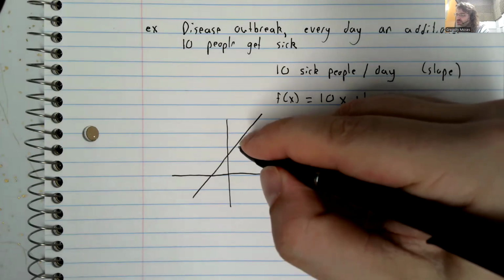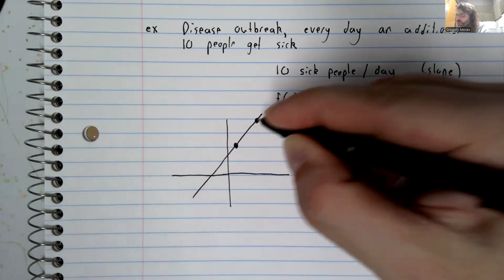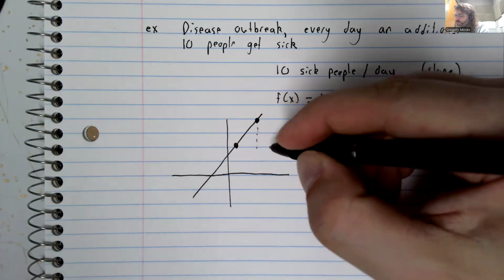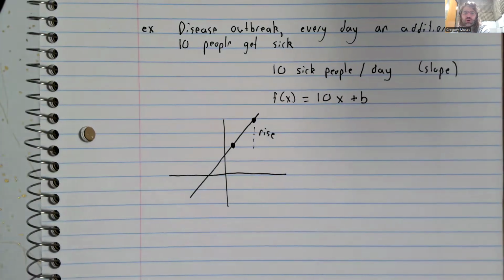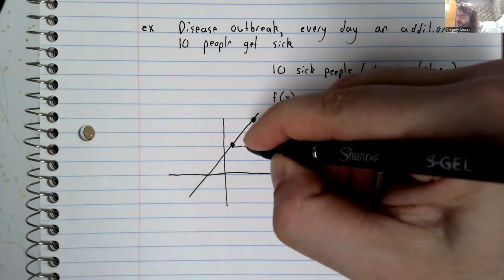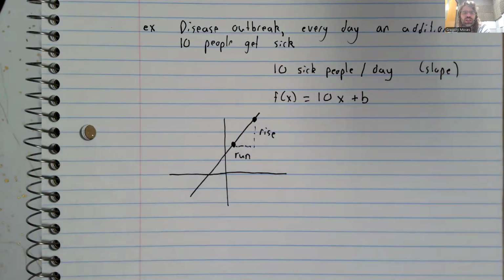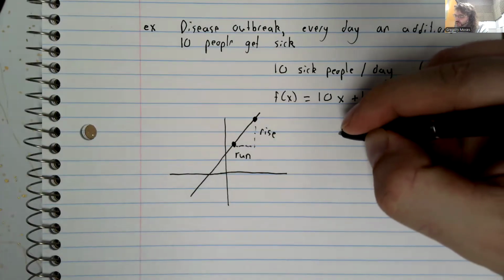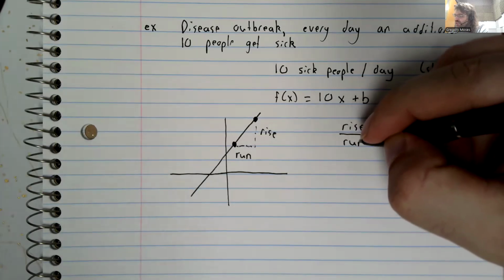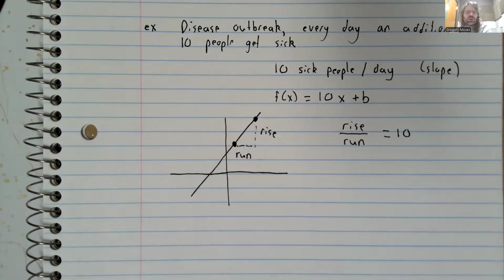If we pick 2 points on the graph, it doesn't matter what 2 points, the slope is going to be this vertical change, which we call the rise, divided by this horizontal change, which we call the run. In this case, the slope is 10, so the rise over the run equals 10.